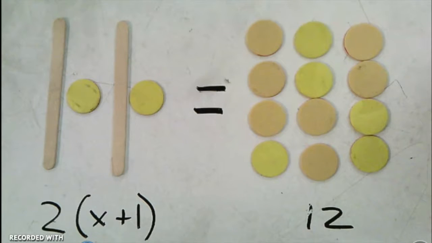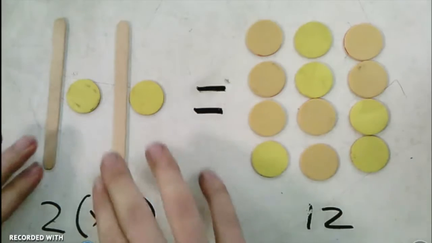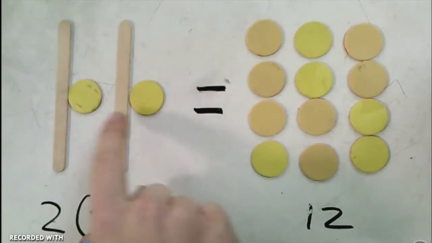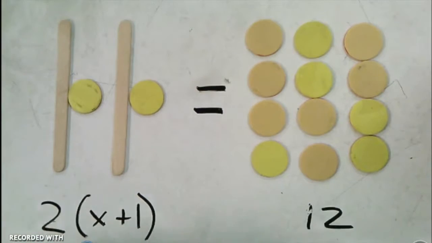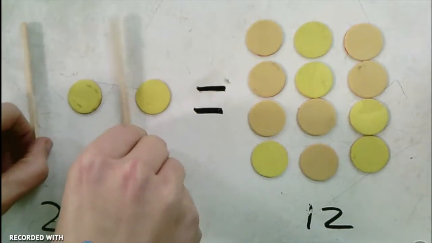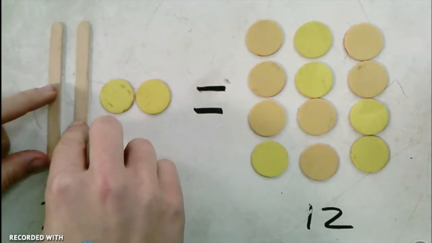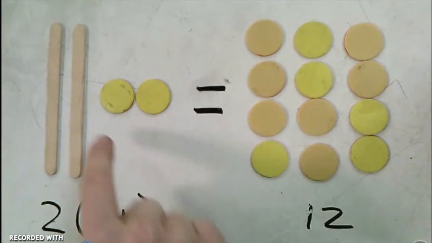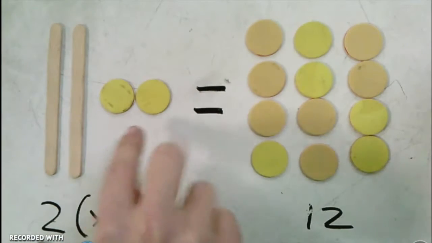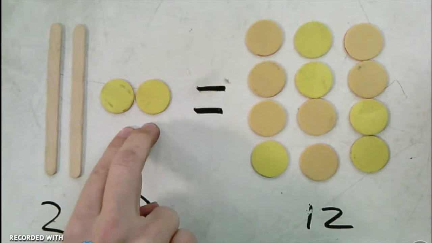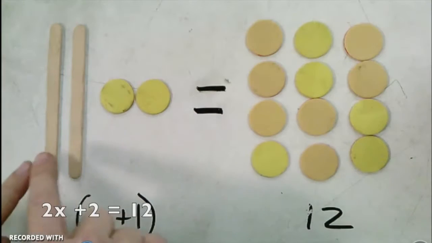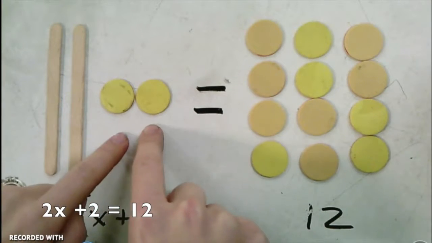Okay, let's explore what happens with distributive with our tiles. So here I have x plus 1 happening 2 times. And so when I do 2 times x, it's like I'm taking my x's out and putting them together. And then when I add that to my 2 times 1, I take my 2 ones together and I get positive 2. So now I have 2x plus 2.